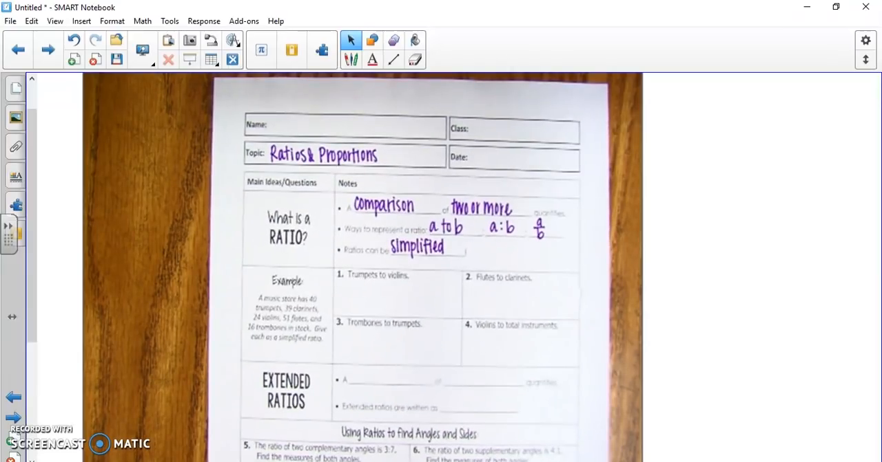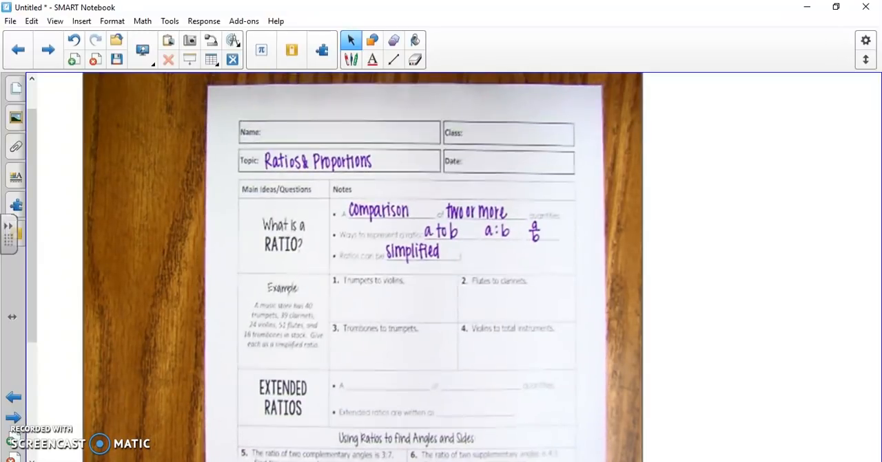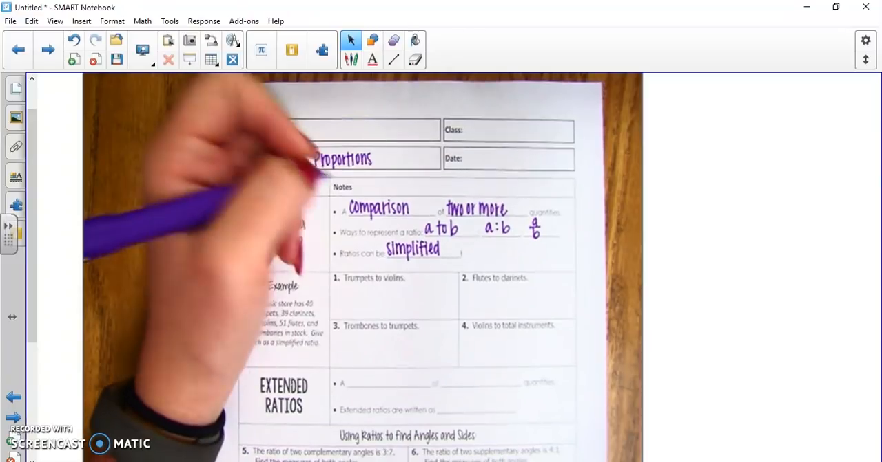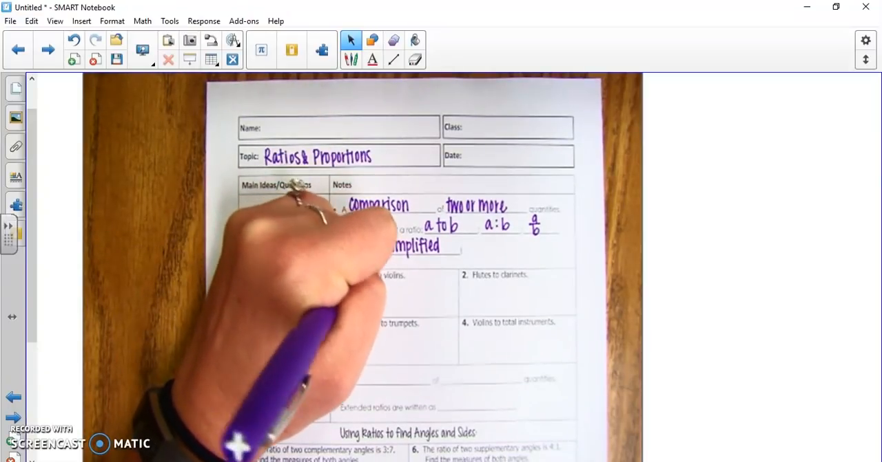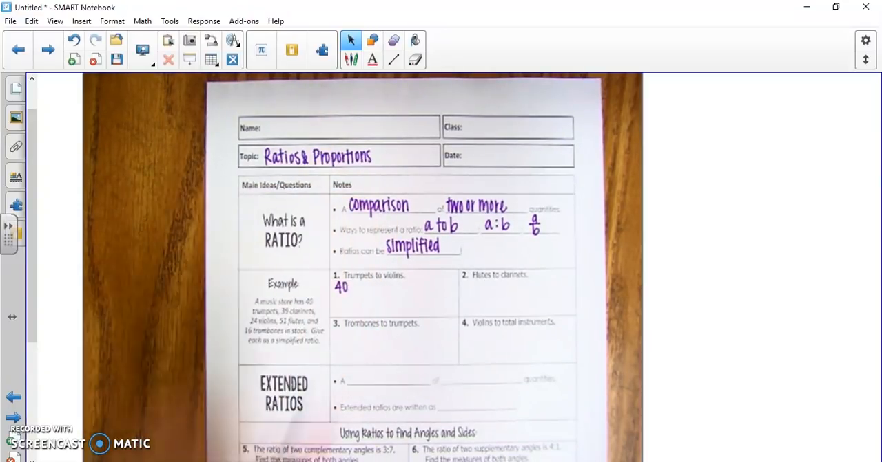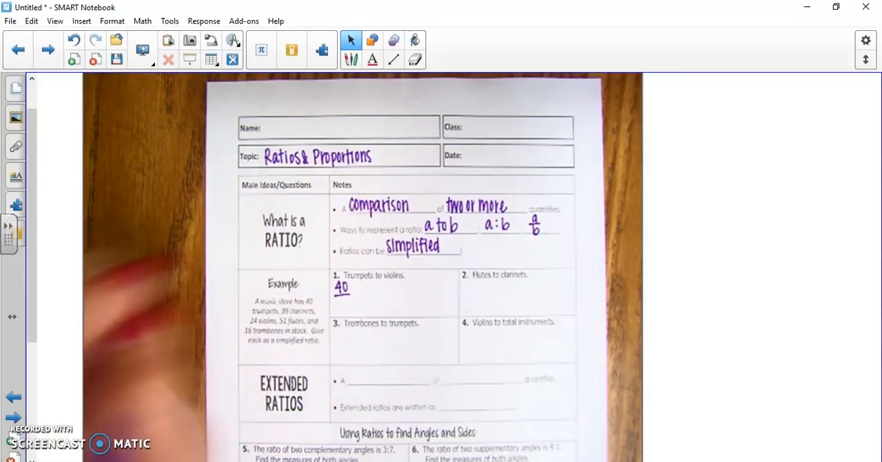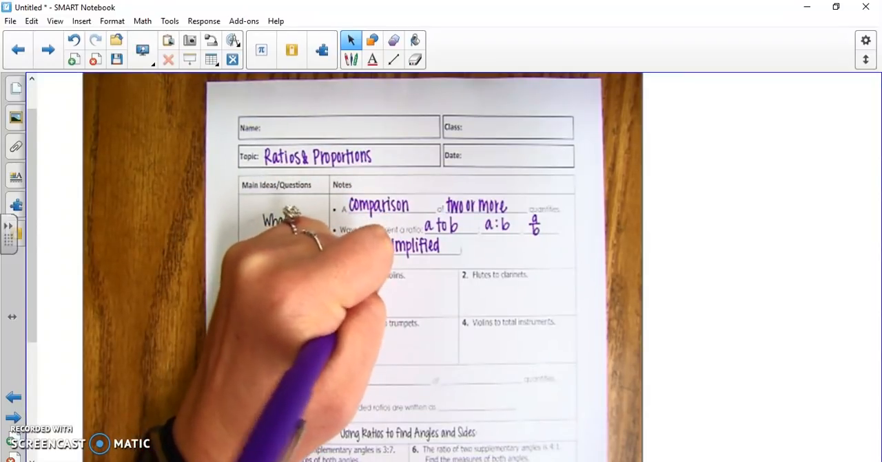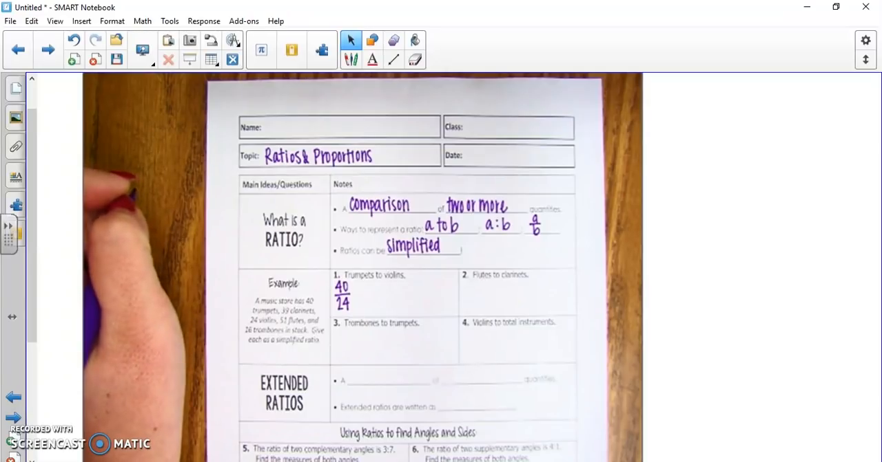Alright, so for our examples here, we have a music store that has 40 trumpets, 39 clarinets, 24 violins, 51 flutes, and 16 trombones in stock. Give each as a simplified ratio. So when we have trumpets to violins, we're going to have 40 trumpets to 24 violins. Alright, so then we need to simplify that.